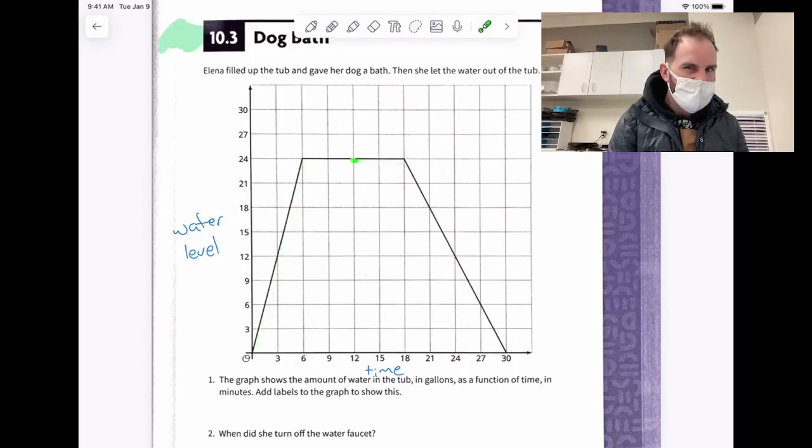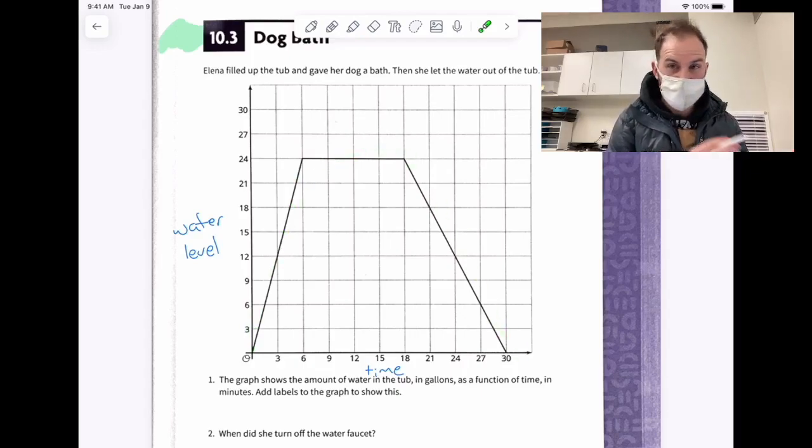And then what happens here? What do you all think is happening? She's probably giving the dog a bath, because the level of water in the tub is not changing. She does that for about 6 to 18 minutes, so about 12 minutes. And then she empties the tub at a slower rate than it was filled, I might add. We can tell all these things by this piecewise function, but also note there are 3 different linear functions here.